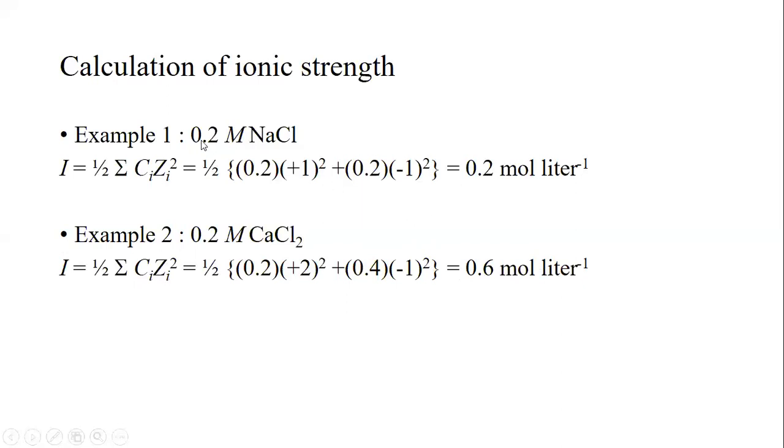Look at the same original concentration as for the salt: 0.2 molar sodium chloride gave us an I equals 0.2 mole per liter, while the same concentration of calcium chloride, 0.2 molar, gave us an I of 0.6 mole per liter, much higher, because here we have more ions and higher valences, so the interaction between the ions is greater in this case. So that's why I reflects the interaction between the ions in a salt solution.